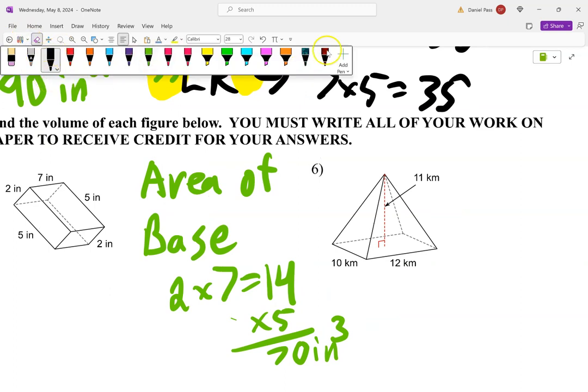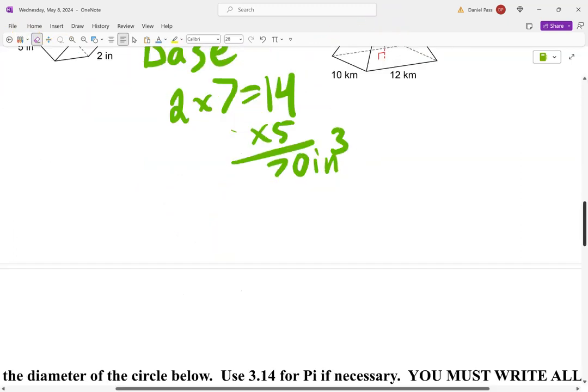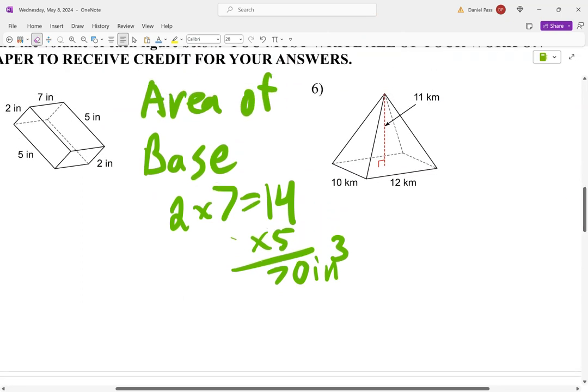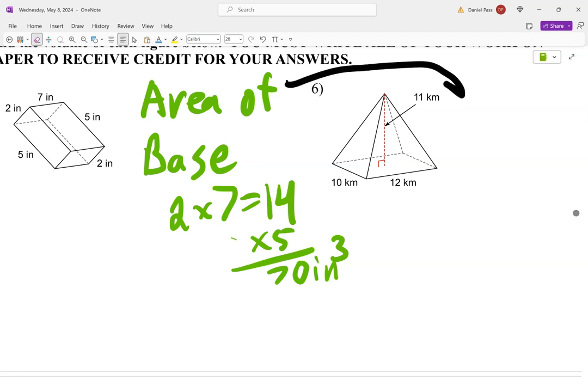Okay, go ahead. So you do 10 times 12. Let me move it down. Did that help? Okay. You do 10 times 12 for the area of the base. Very good. So I'm going to put a big area for this area. That means 10 times 12 is equal to 120.